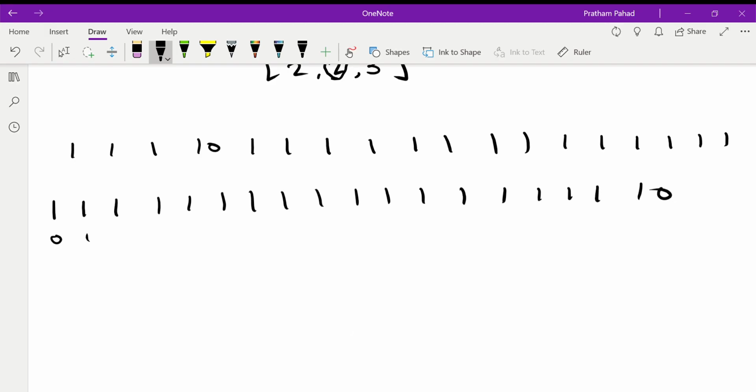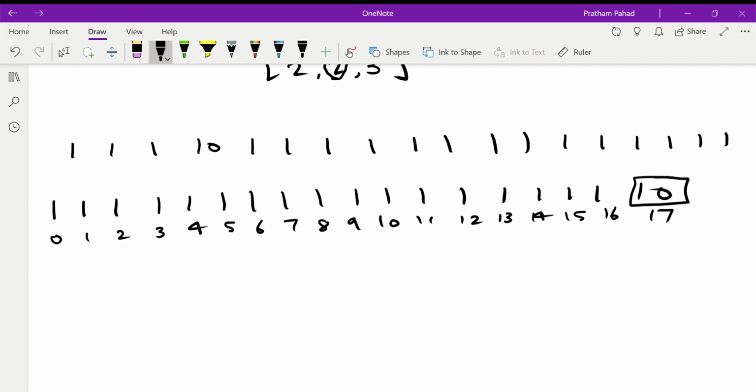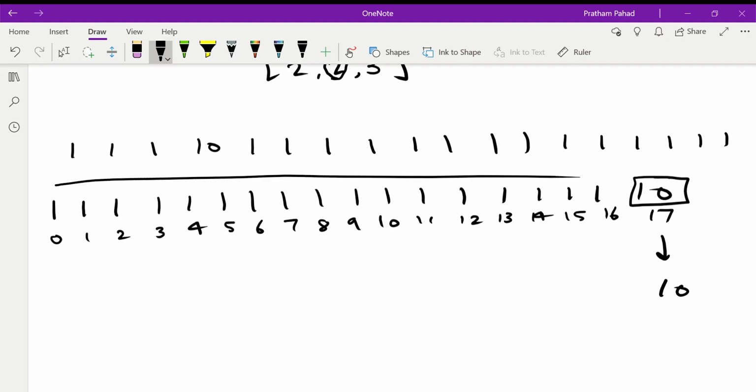Okay, 0, 1, 2, 3, 4, 5, 6, 7, 8, 9, 10, 11, 12, 13, 14, 15, 16 and 17. If I purchase this last candy at a single point of time, so now I got this candy at a single point of time, my total cost is 10. Now see here in this array, now this part of array is left.